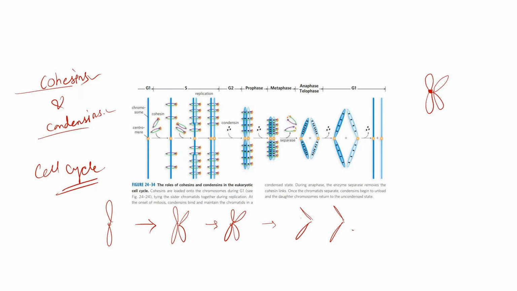Yes, ma'am. Hello. Okay, so see here, the role of cohesins and condensins. When these chromosomes are getting duplicated, this is a single chromosome. When it gets duplicated, the two halves of the chromosome are called chromatids. Chromatin is different, chromatid is different, right?